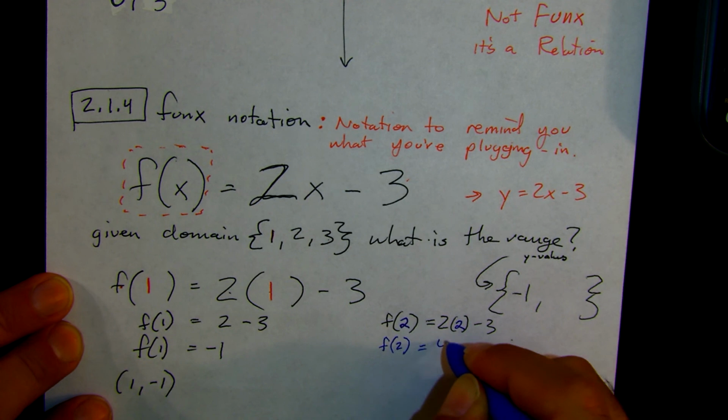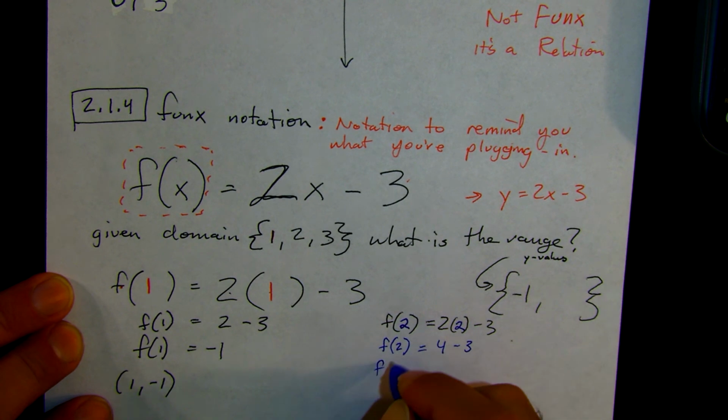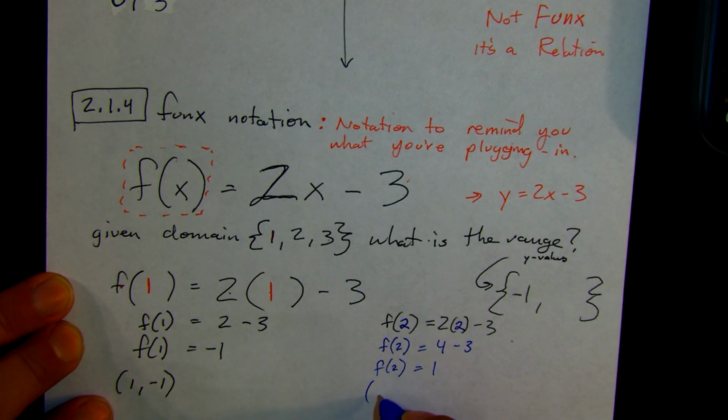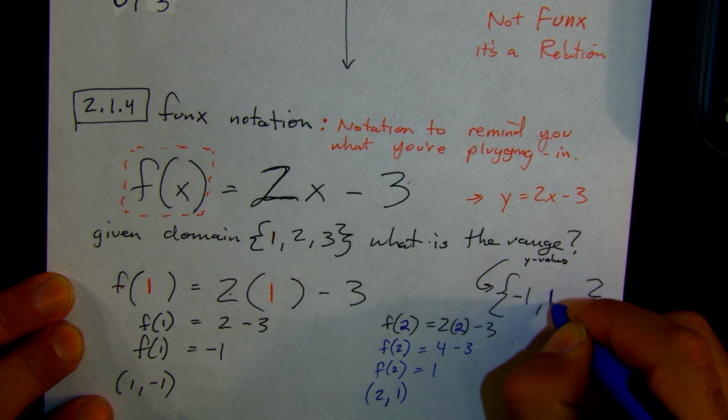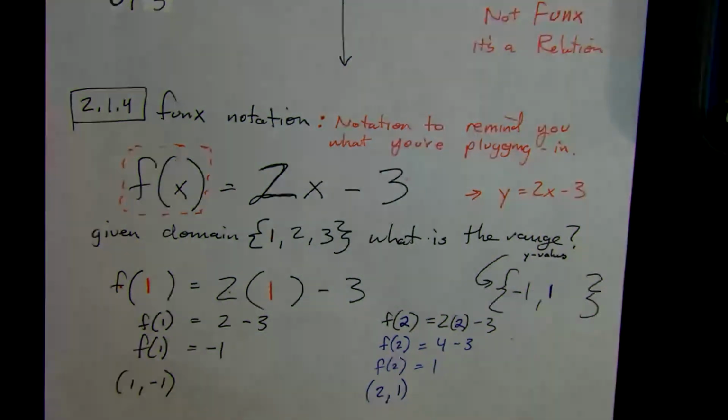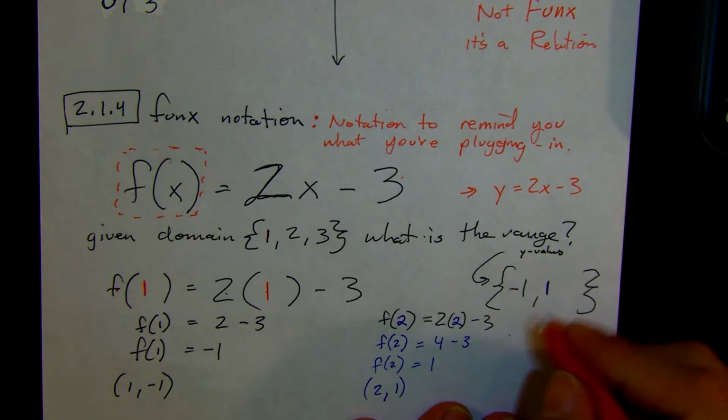Okay. So I'm never touching the left side. It's going to stay as such. 4 minus 3. Function of 2 is 1. So we have a point at 2 for x, 1 for y, and I'm going to put that y value in my range. The range is my y values. The domain are my x values. Okay.